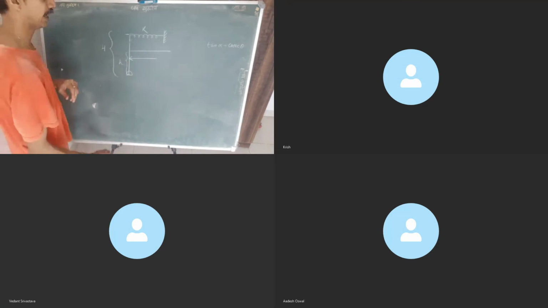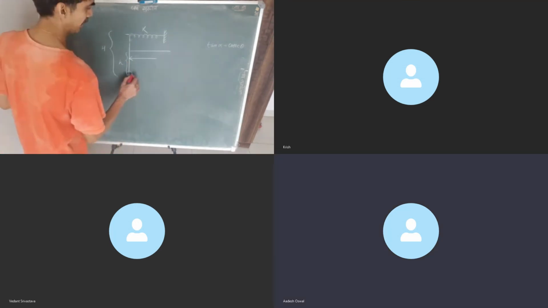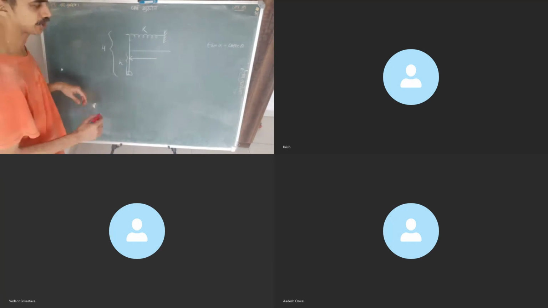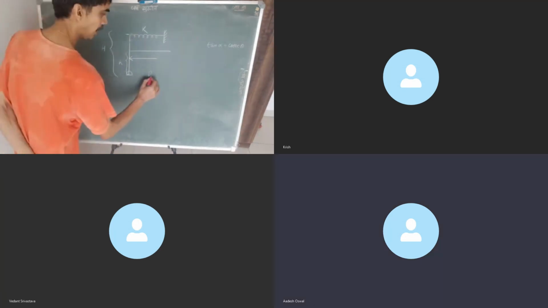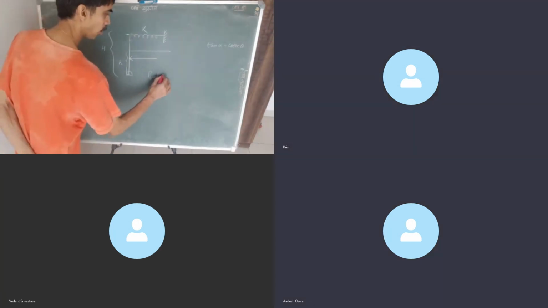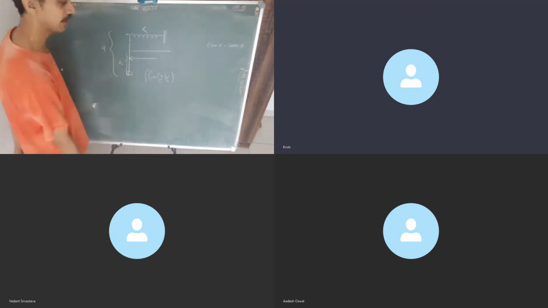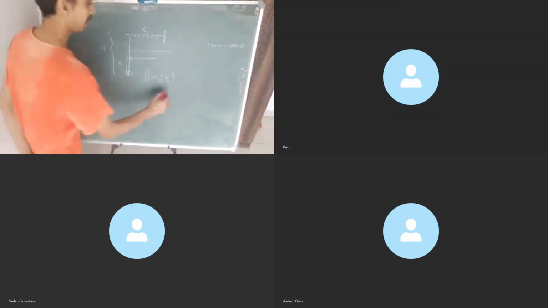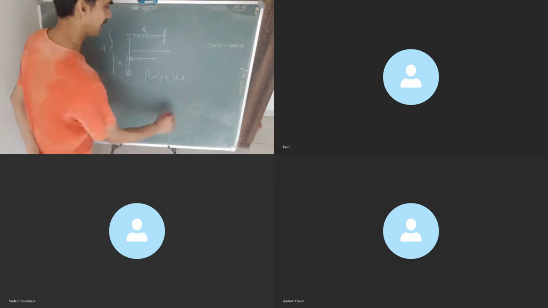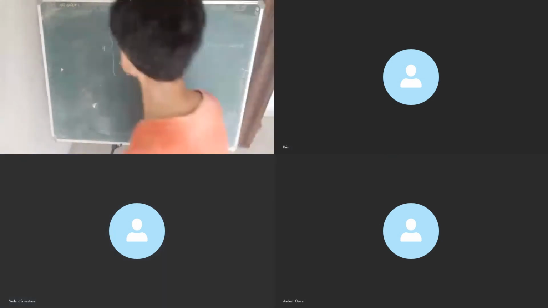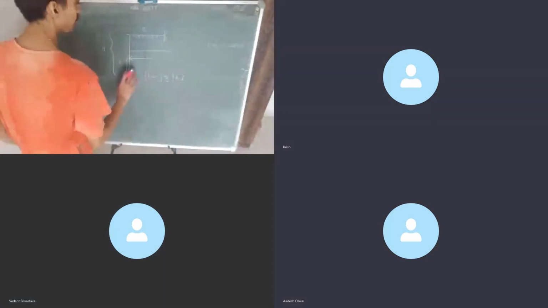What will be the force at any point that we can get easily? Height is h. What will be the force equation? Just now we read P naught plus rho g h by 2, into h into L, right? Just now we wrote this. This is the force to us, correct?